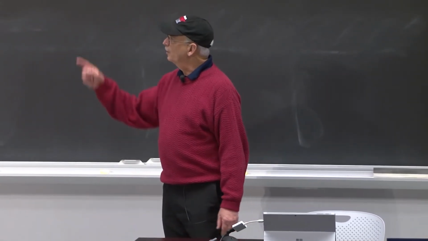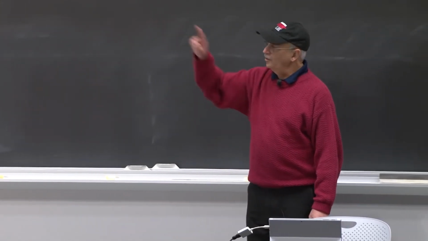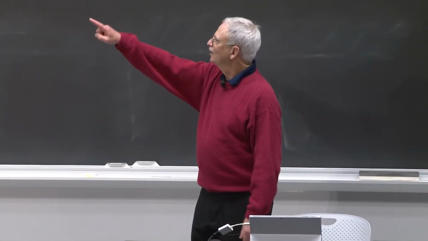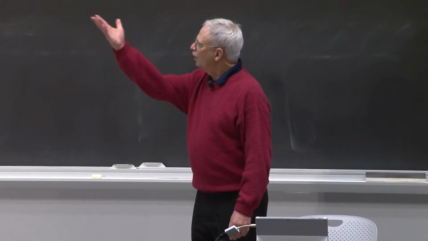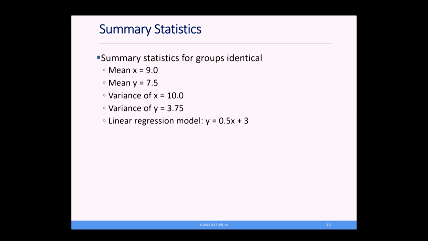Here's one I like. This is from another famous statistician called Anscombe. And he invented this thing called Anscombe's quartet. I take my hat off now. It's too hot in here. A bunch of numbers, 11 XY pairs. I know you don't want to look at the numbers, so here are some statistics about them. Each of those pairs has the same mean value for x, the same mean for y, the same variance for x, the same variance for y.